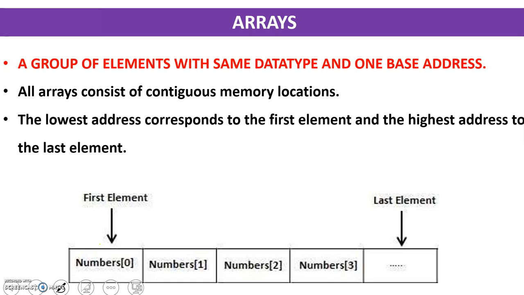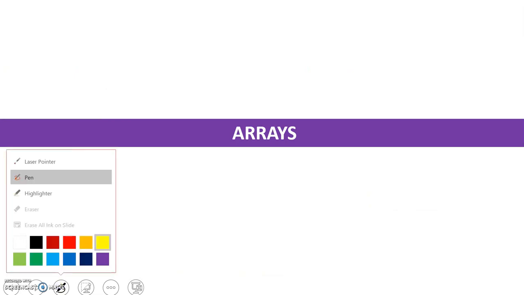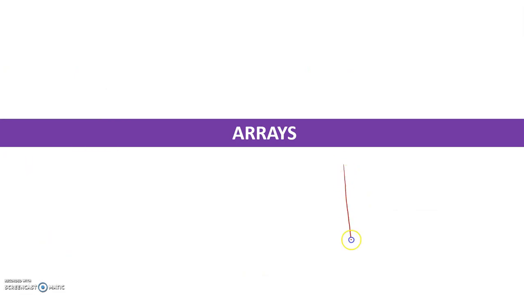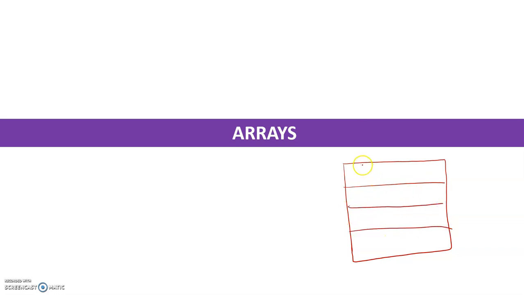with the same data type and one base address. What does it mean? Let's understand it with an example. Let's say here we have memory blocks, and I want to store student details or roll numbers or anything. So we can pick the locations randomly. The system will pick the location randomly, wherever it finds a blank area.